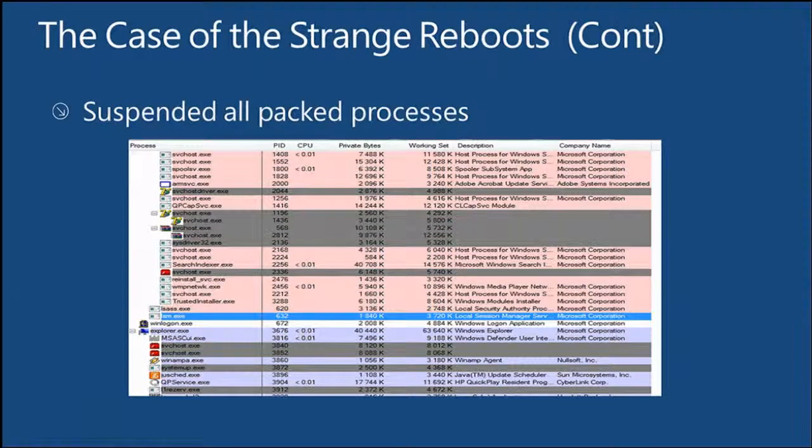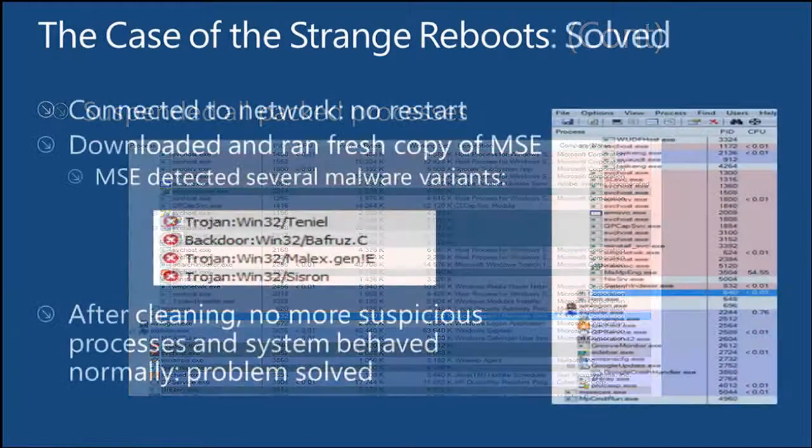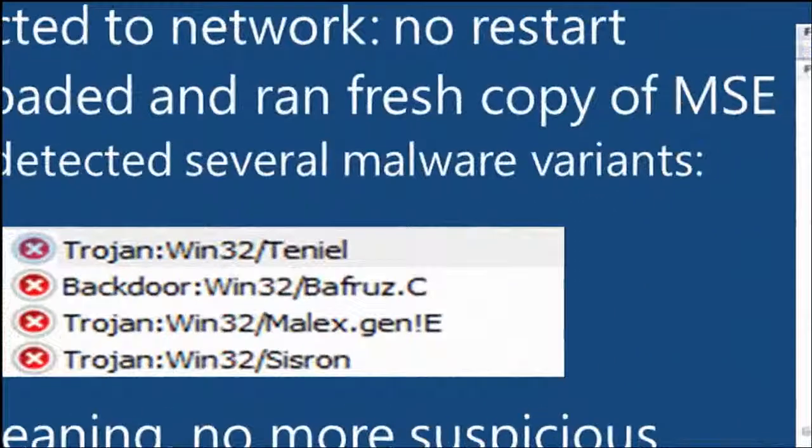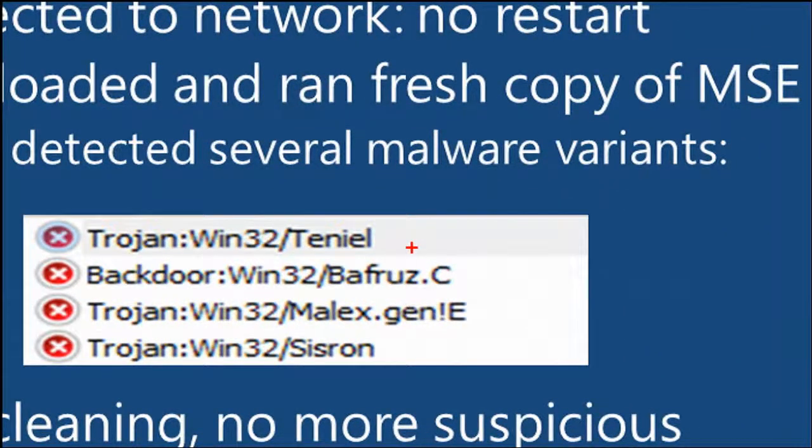He just went and suspended them all. All of the ones that looked blatantly suspicious, he just suspended them and then went and killed them one by one. At that point, he could connect to the network with no restart, so he could get the latest signatures from MSE and then do a scan, and this is what the system had on it. So just a few minutes with Process Explorer, and it got past a case that anti-malware was not able to deal with, mostly because he couldn't even connect to the network.